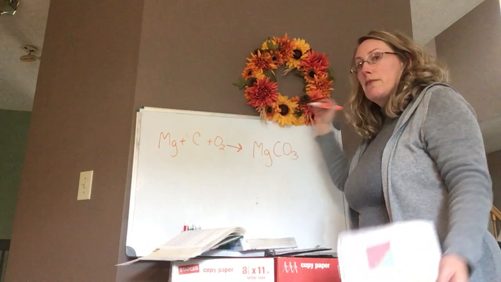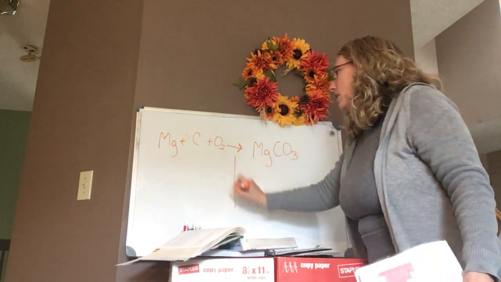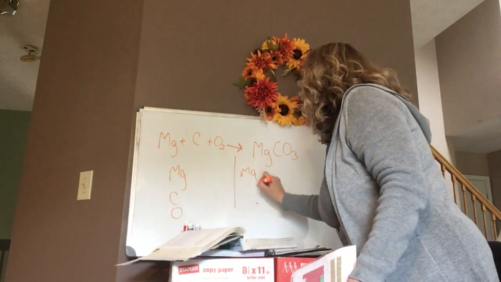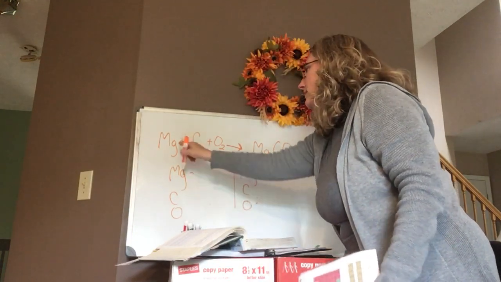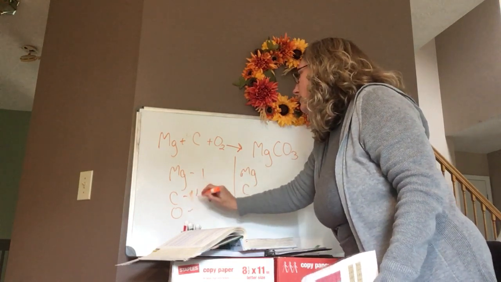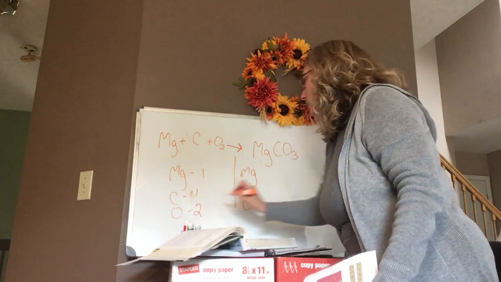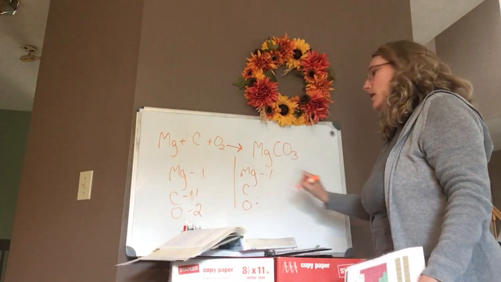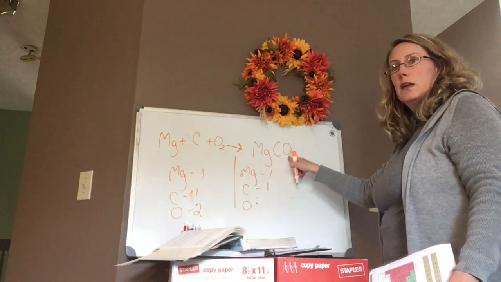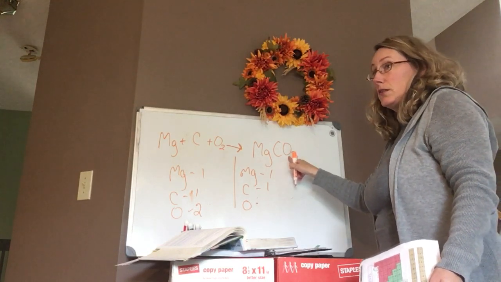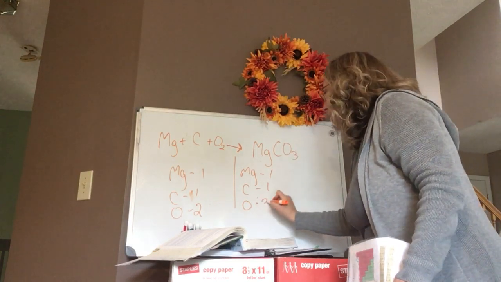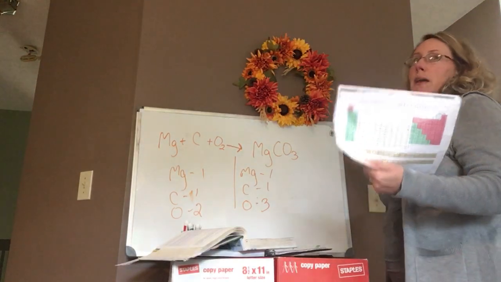Okay? So now that I have my recipes right, now I balance. MgCO. How many magnesiums do I have on this side right now? 1. Carbons, oops, not negative 1. 1. Oxygen, magnesium on this side, carbons on this side, it's 1. Oxygen's on this side. Am I going too fast now? You missed the first couple. Okay. Am I balanced?